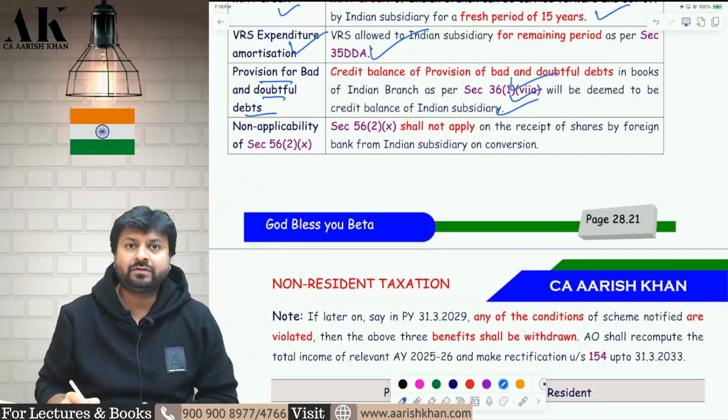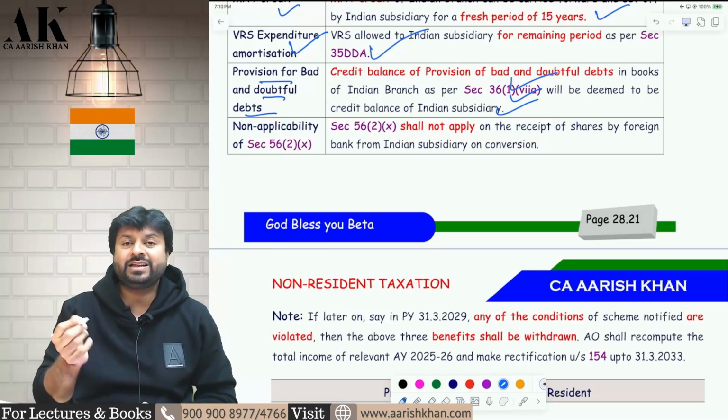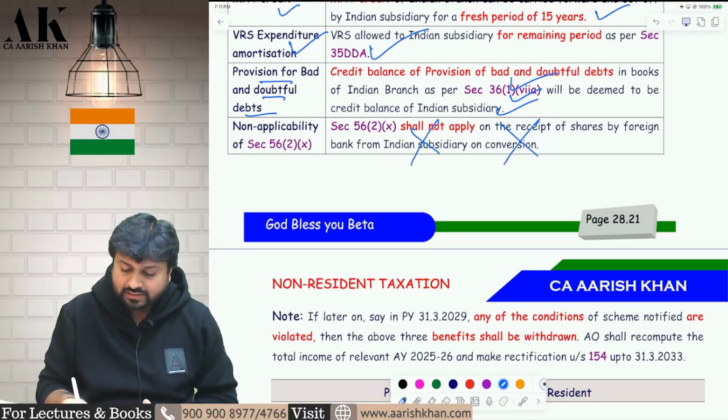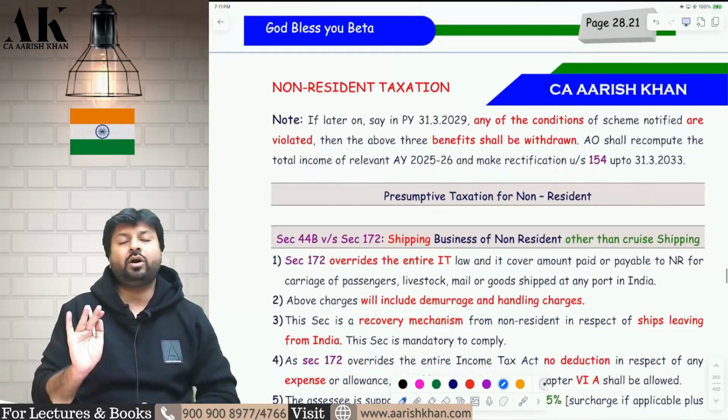Whether they will be liable for 56(2)(10) because they are getting shares from an Indian company? Shares are a giftable asset. Whether they will be liable under 56(2)(10), the answer is no. 56(2)(10) will not apply to them.